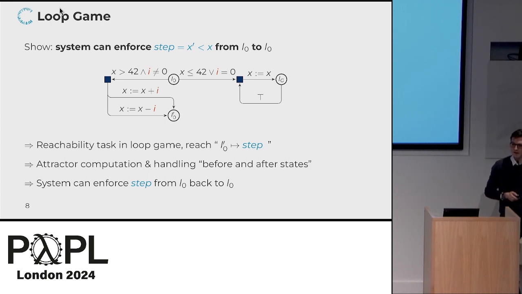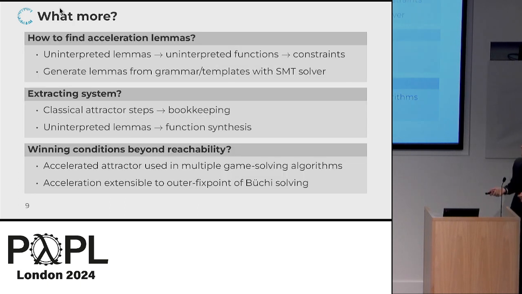Now you can, of course, ask, how do you actually get those? Unfortunately, I don't have the time to explain it. But the idea is basically that instead of working with concrete lemmas, we work with uninterpreted lemmas that are made of uninterpreted functions. We collect constraints over these lemmas. And then we use some kind of grammar and templates to use an SMT solver to find the concrete lemmas or sets of lemmas to instantiate in our acceleration.